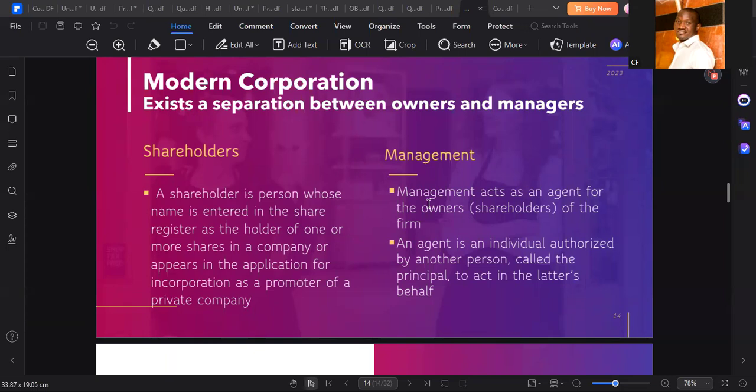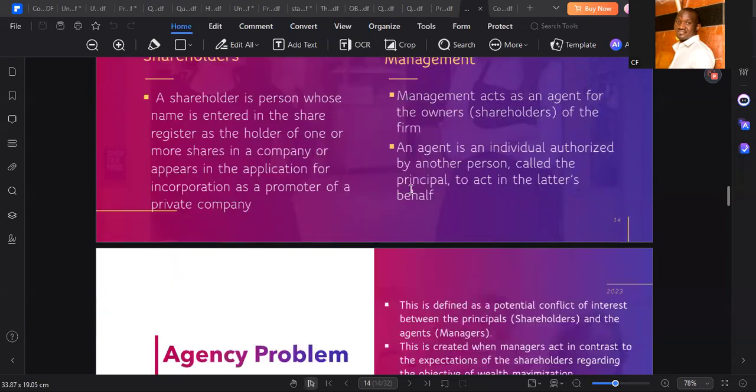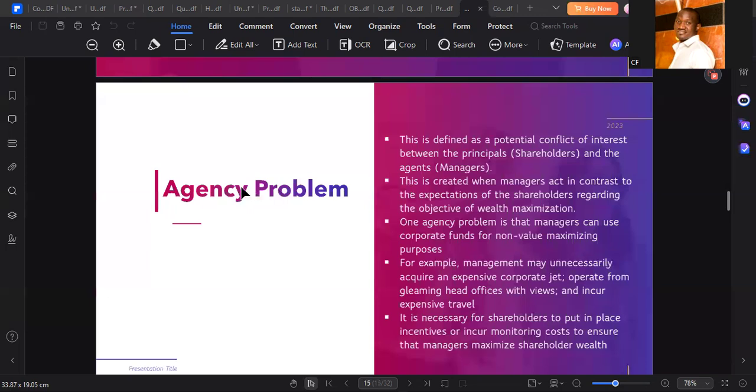Sometimes in the Western world, you will find that directors are actually held personally liable. In law, we call that vicarious liability, where a manager or director can be personally sued even if a business is known to be a separate legal entity. So this brings in what we call the agency problem. And this is a question that you need to understand.